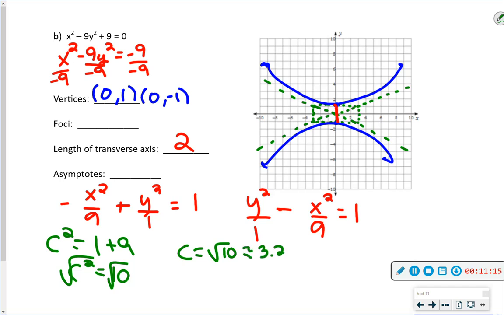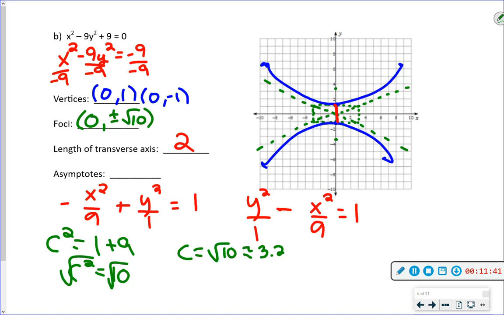And that has to be inside, of course, the hyperbolas, the blue. So I'm going to go down 3.2, good enough, up 3.2. I'm just going to estimate it. But when I list them over here, I'm going to use exact ordered pairs. So my foci is 0, square root of 10, 0, negative square root of 10. Should have put a longer blank. I'm just going to put plus or minus.